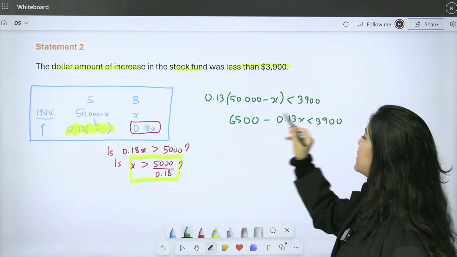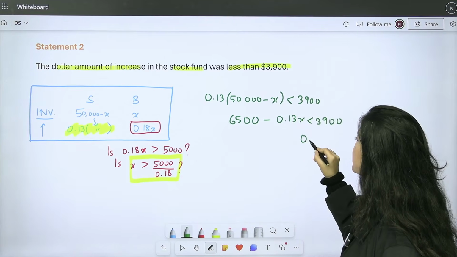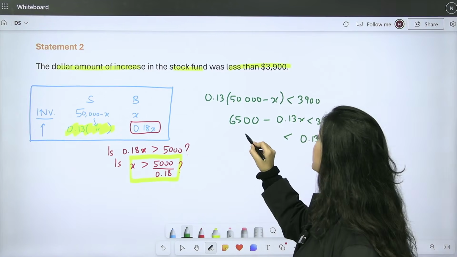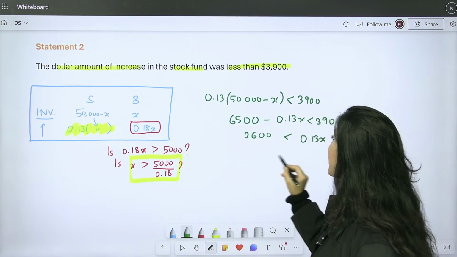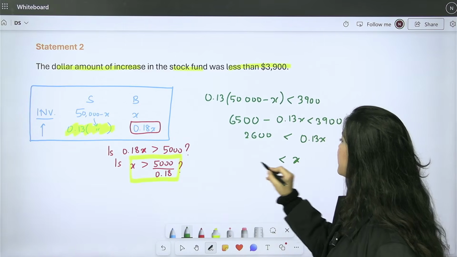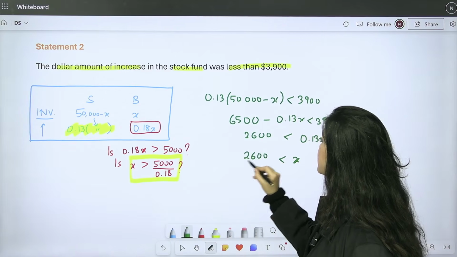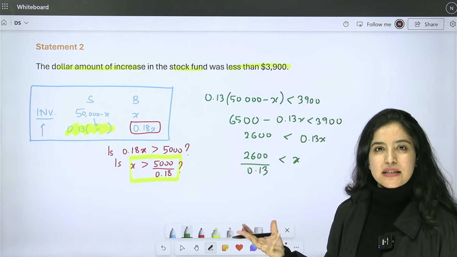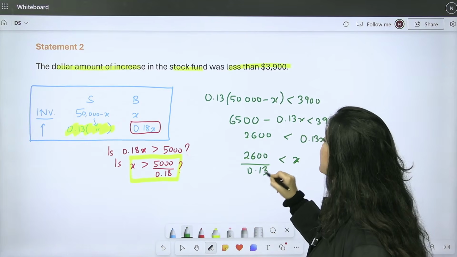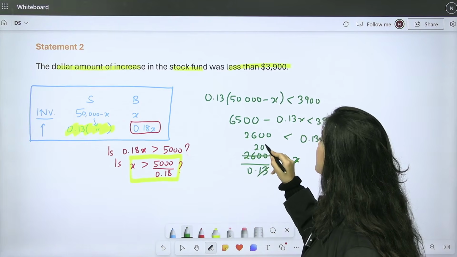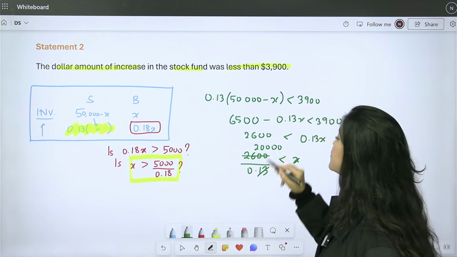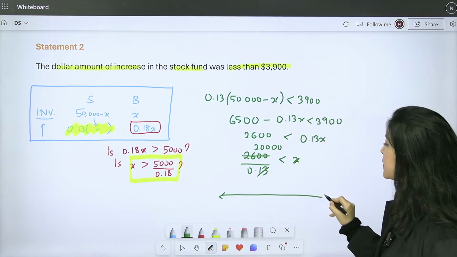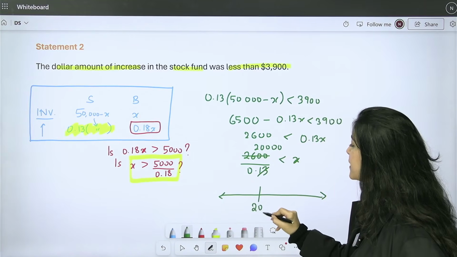Now you take your 3,900 to the left side, do some basic calculations. I'm going to have 0.13x is greater than something. How much is this? This is 2,600. Now further simplification is going to tell me that x is greater than 2,600 over 0.13. This is again simple calculation because 13 times 2 is 26. So you do this here. This would be 200, but then remember the decimals down here, so 20,000. So what I'm getting from here is that x is a number which is greater than 20,000.